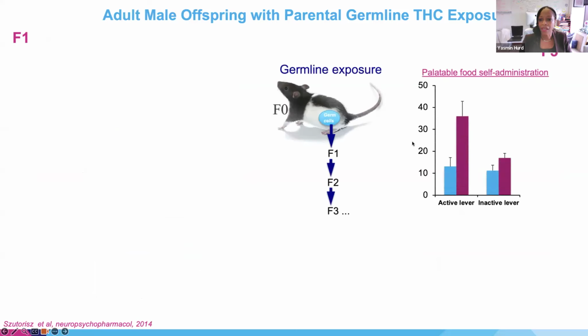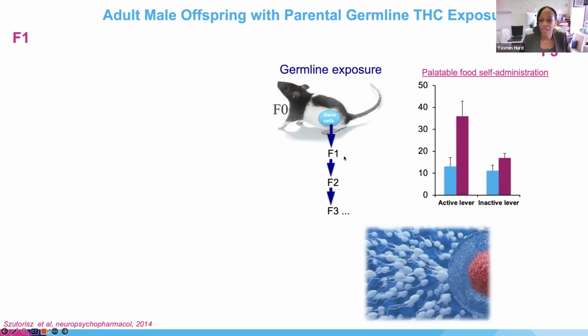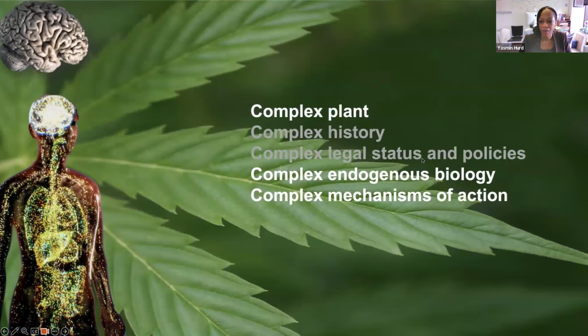But interestingly, even into their great grandkids, they could see that they still showed changes in reward sensitivity. So I say all that because it's a complex plant, with complex biology and mechanisms of action that we still don't understand, and it might even extend beyond the current generation to other generations. So with that, I hope that gives us a foundation for our discussion, and I'll stop here.